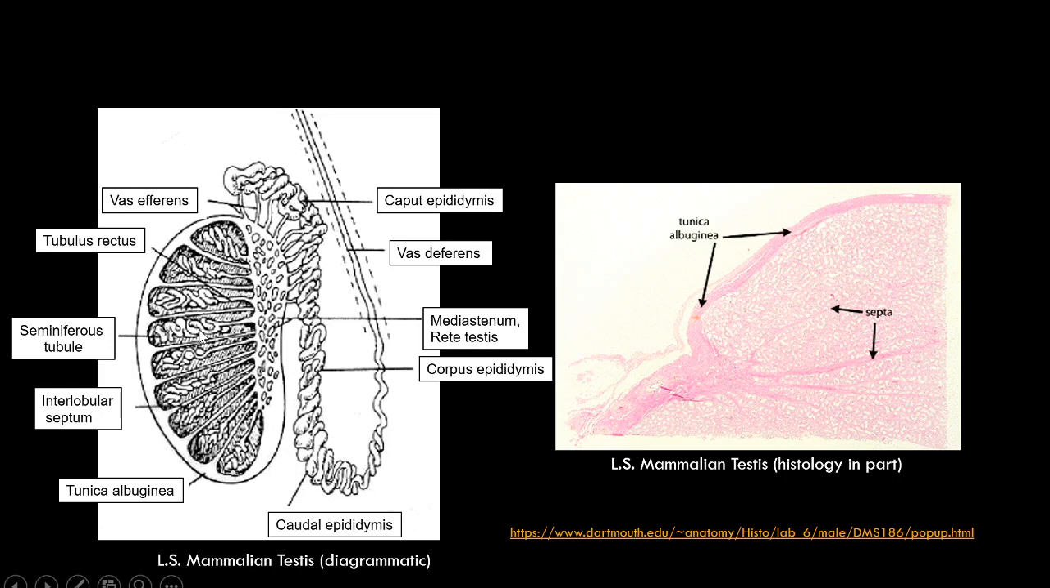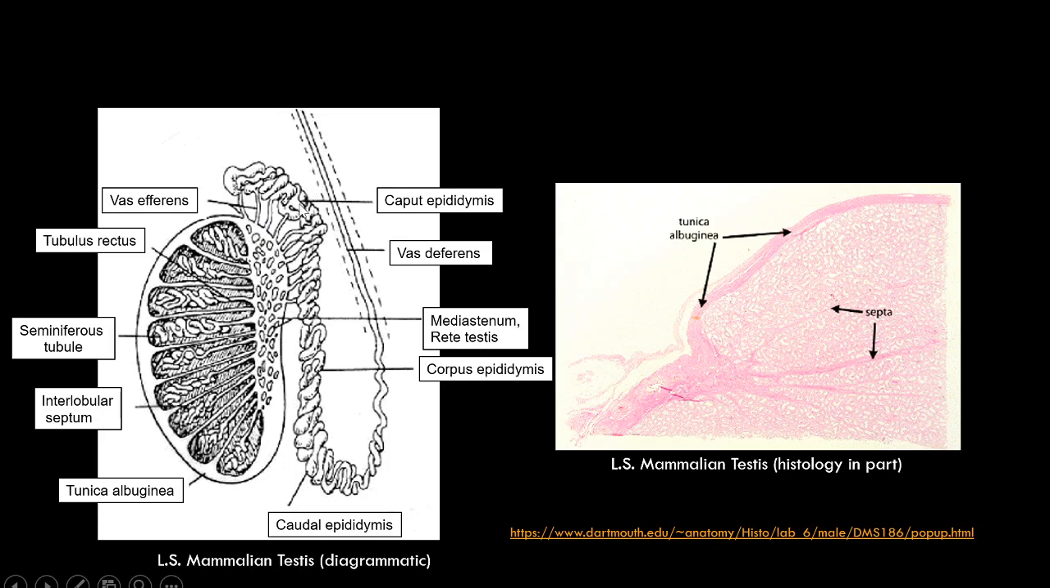The seminiferous tubules give rise to the tubulus rectus, which join together to form the rete testis at the mediastinum. So these are the fusions of these tubulus rectus. This rete testis then joins with this structure. This is the epididymis, through tubules or ducts, which are called the vas efferens, or the vasa efferentia, singular.